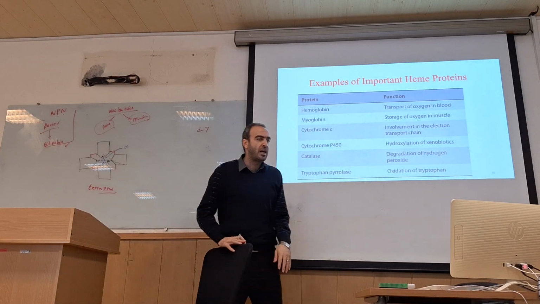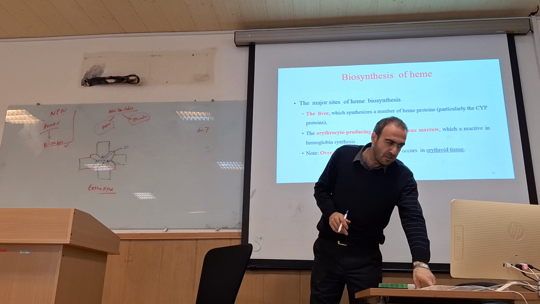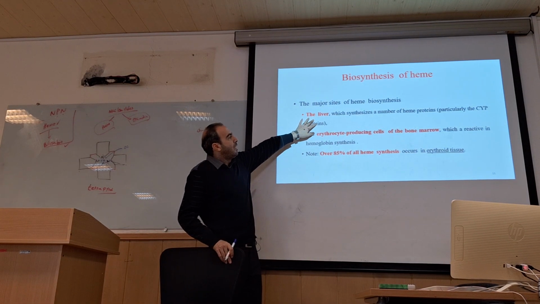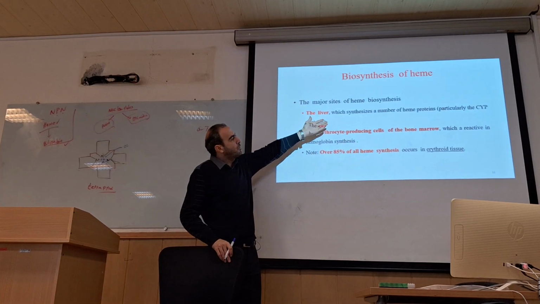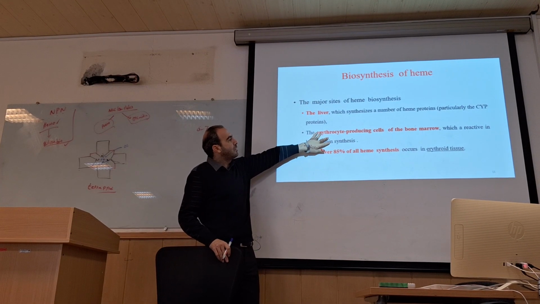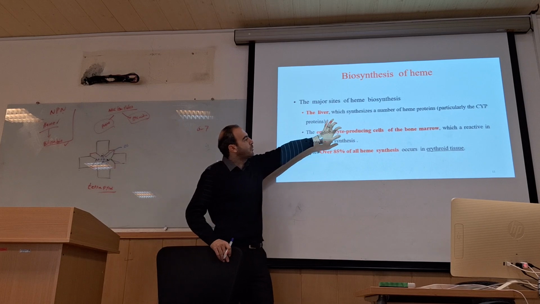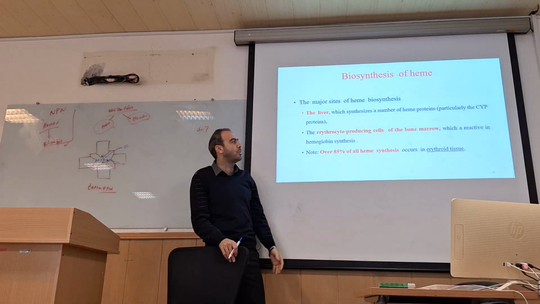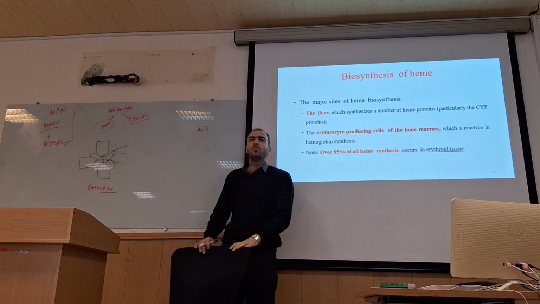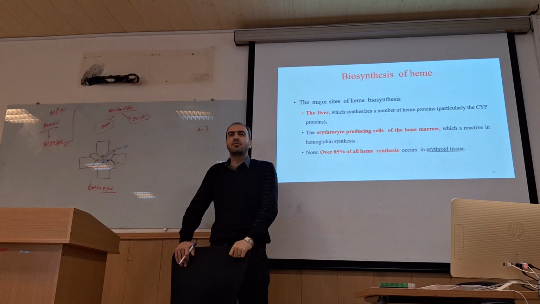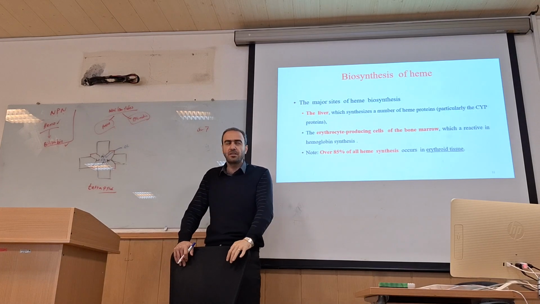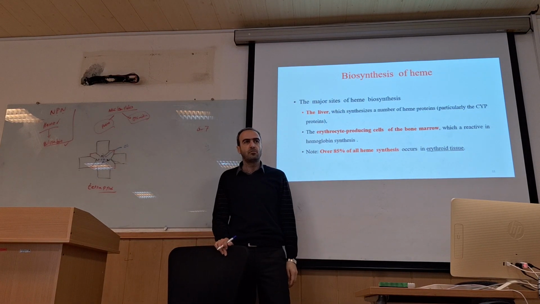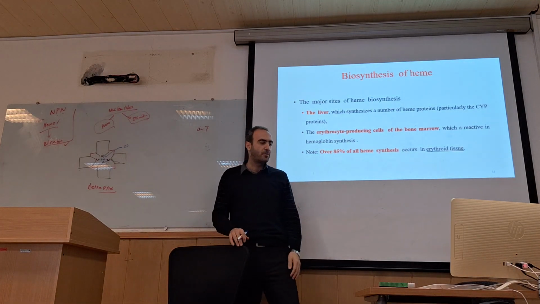So we know we have 2 main sites. One of them is the liver, and the second is bone marrow. The liver makes heme proteins like CYP, while the erythrocyte-producing cells in bone marrow produce heme, and more than 80% of hemoglobin or heme synthesis occurs in the bone marrow. So the main site is also bone marrow.